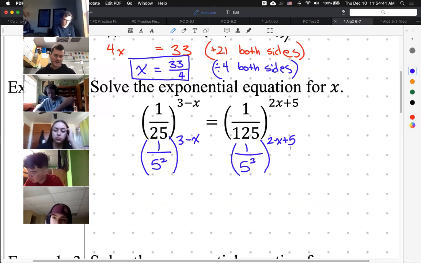Very nice. All right. Next, they're the same base almost. There's just this weird fraction thing happening here. Is there a way to get rid of these fractions using rules of exponents?